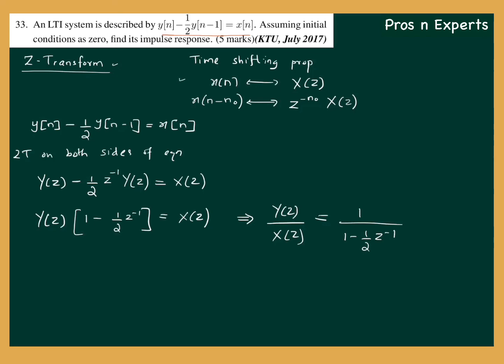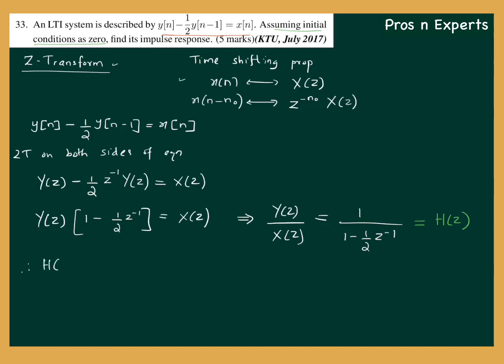Okay, and if you have an intuition about transfer function, because in the question it is given assuming initial conditions are 0. So transfer function is defined as the z transform of output divided by z transform of the input, provided all the initial conditions are 0. So we can reach the transfer function concept here. So Y of z by X of z, this ratio is called transfer function H of z. Okay, transfer function H of z.